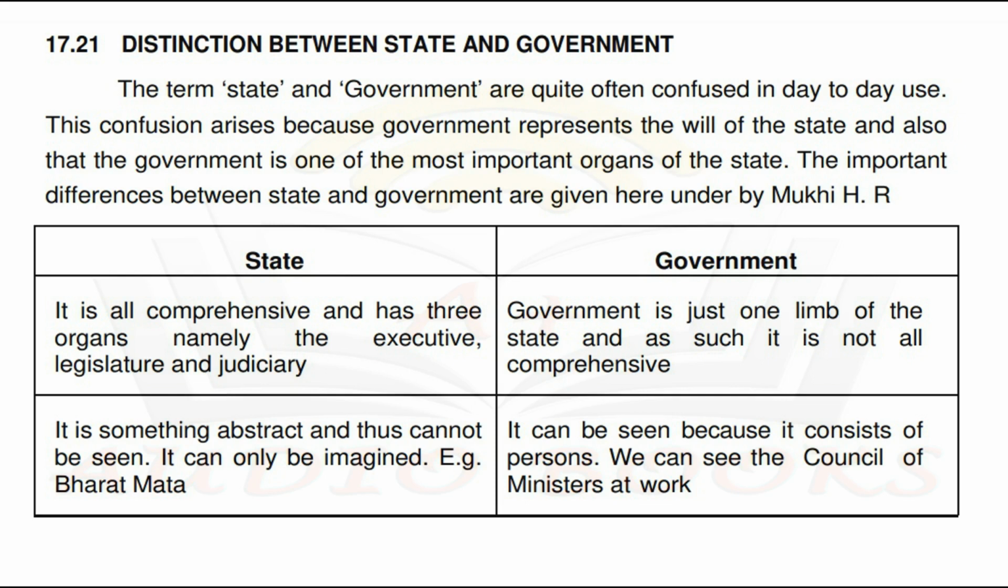State is all-comprehensive and has three organs, namely, the executive, legislature, and judiciary. Government is just one limb of the state, and as such it is not all-comprehensive. State is something abstract and thus cannot be seen. It can only be imagined. Example, Bharat Mata. Government can be seen because it consists of persons. We can see the Council of Ministers at work.